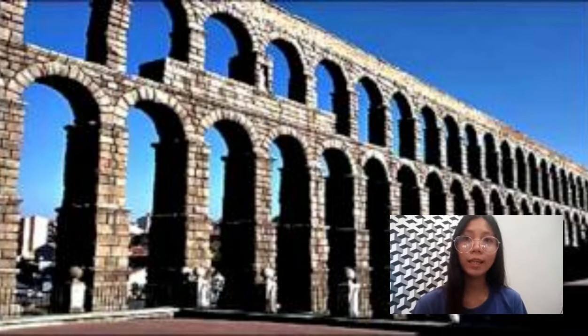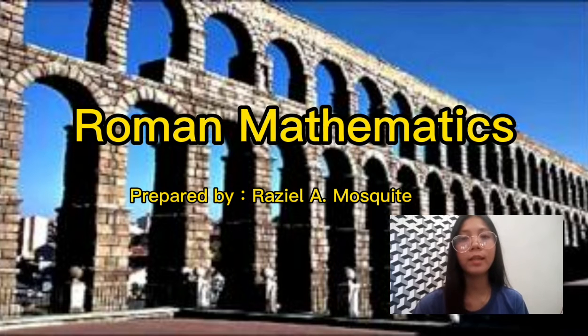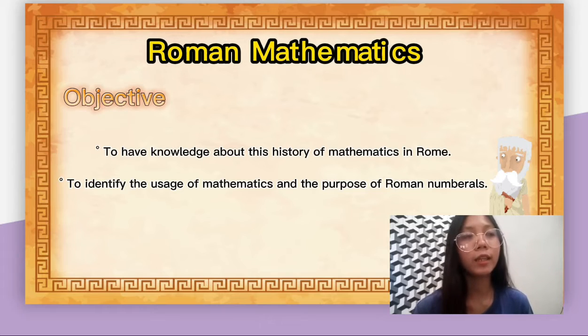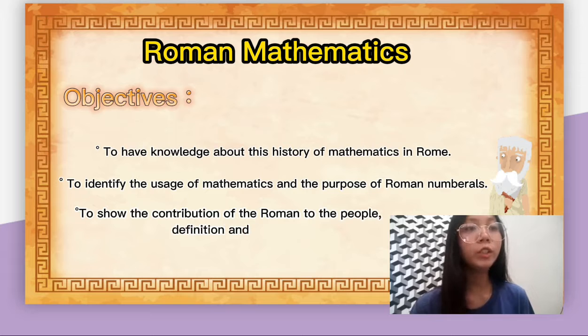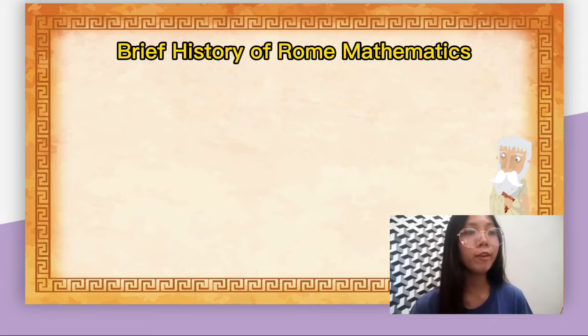I am Raziel Mosquite and I'm going to discuss Roman mathematics. Our objectives are to have knowledge about the history of mathematics in Rome, to identify the usage of mathematics and the purpose of Roman numerals, to show the contribution of the Romans to the people, definition, and facts. So we have a brief history of Roman mathematics.